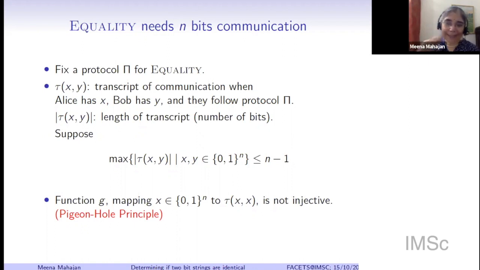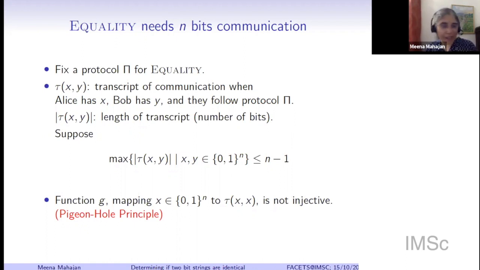The maximum it can be is all possible transcripts of length 0, plus all possible transcripts of length 1, plus all possible transcripts of length 2, up to n minus 1. So 2 raised to 0 plus 2 raised to 1 plus 2 squared plus 2 raised to 3, up to 2 raised to n minus 1. This is a geometric series. You sum it up, you will get 2 raised to n minus 1.